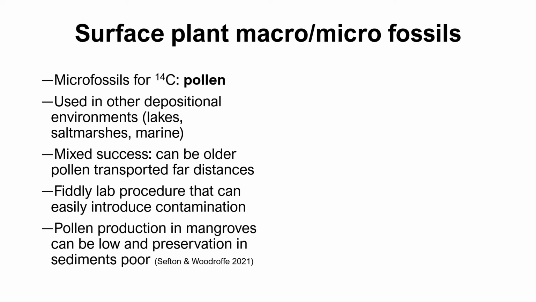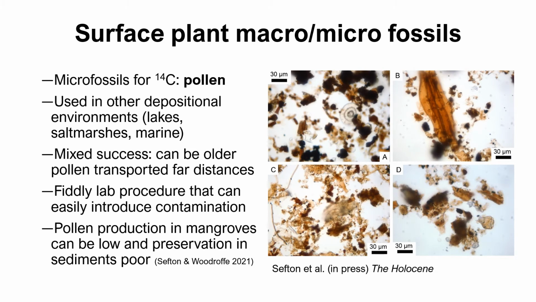But what we found when we were studying the mangroves of the Seychelles for some sea level reconstructions is that these mangroves don't produce a lot of pollen, and even if they do, its preservation in the sediment is really poor. And this is just an image of some separated fractions using heavy liquid separation of some of that Seychelles mangrove sediment, and you can see it's just made up of a whole bunch of plant fragments and humified bacterially degraded organic matter, and there's just not enough pollen to date with radiocarbon, so that was a shame.